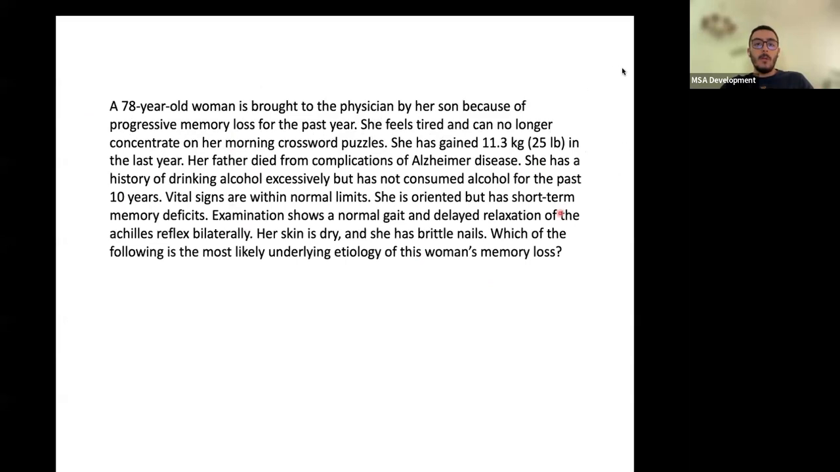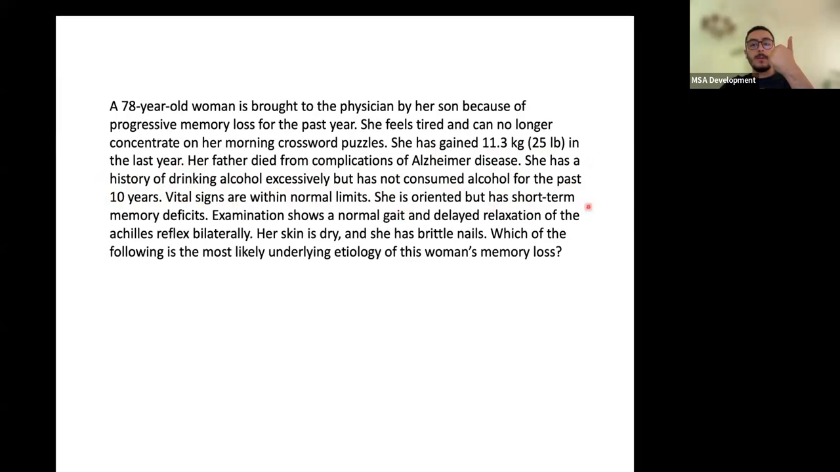A 70-year-old woman is brought to the physician by her son because of progressive memory loss for the past year. She feels tired and can no longer concentrate on her morning crossword puzzles. She has gained, that's one sign, first flag, 11 kilograms in the last year. That's unintentional weight gain. Her father died from complications of Alzheimer's disease. She has a history of drinking alcohol excessively, but has not consumed alcohol for the past 10 years. Vital signs are within normal ranges.